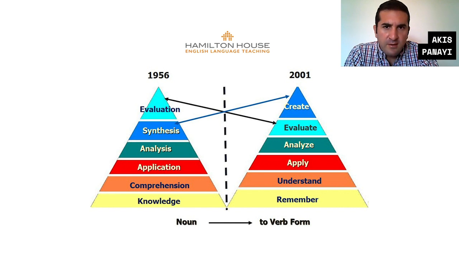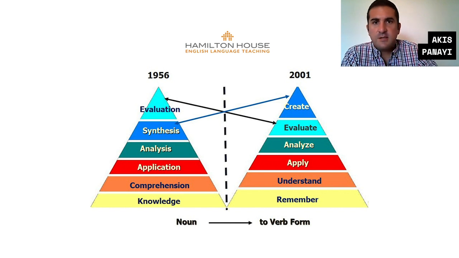Now, the two main changes that Anderson and Krathwohl have made to Bloom's taxonomy are the following. First of all, in 1956, Bloom chose to make the taxonomy using nouns to show the hierarchy of learning objectives, starting with knowledge, having knowledge of the information, of the facts, comprehension, then application, analysis, synthesis, and lastly, evaluation.